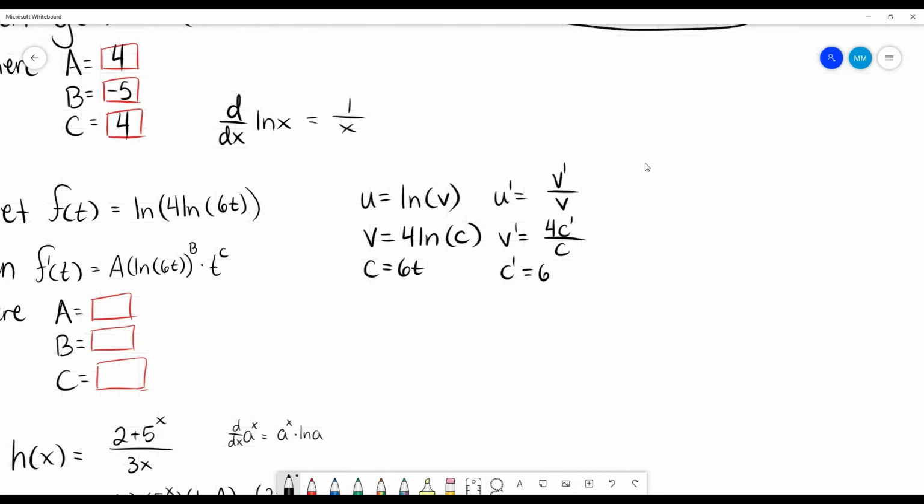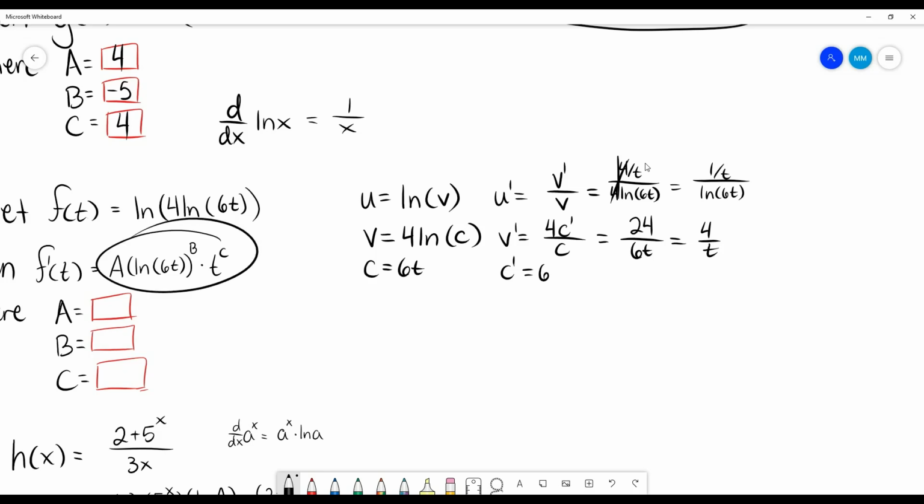So let's see here. If I plug that back in, that's going to be 4 times 6, which is 24, over c, which is 6t. And I'm going to simplify that. I see that 6 cancels out, so it becomes just 4 over t. Okay. And I plug that in up here, so it's going to be 4 over t over my v value, which is 4 natural log of 6t. And I see those 4's cancel out, so I've just got 1 over t over the natural log of 6t.